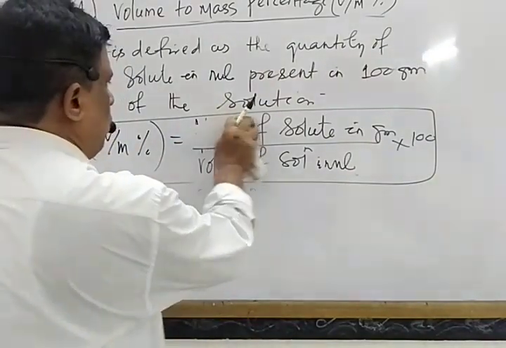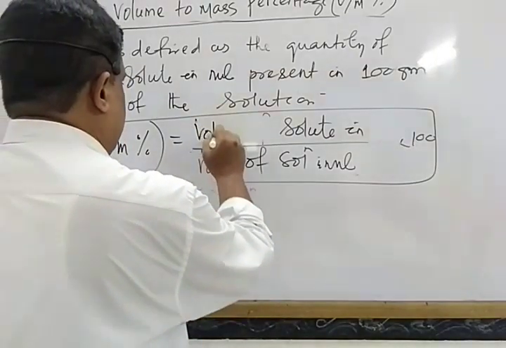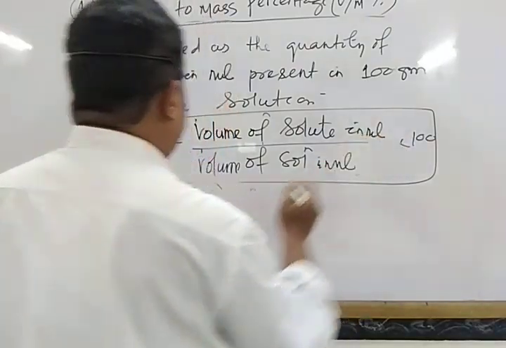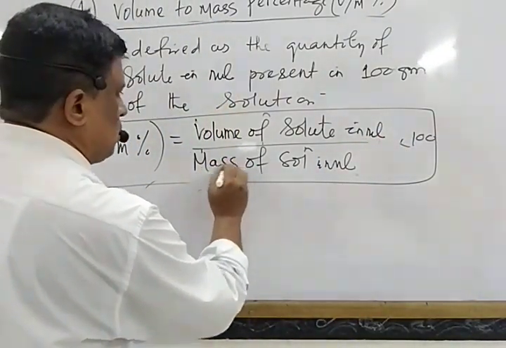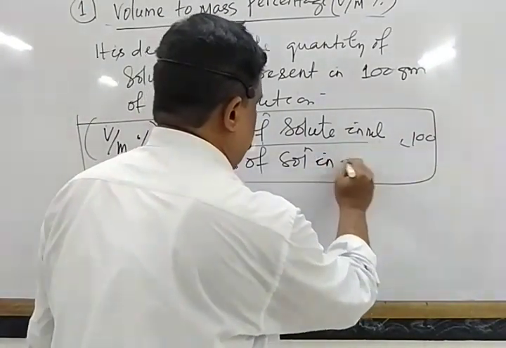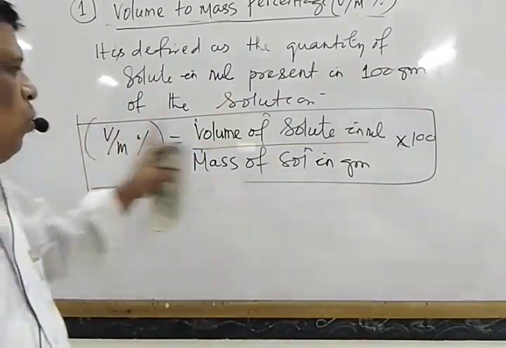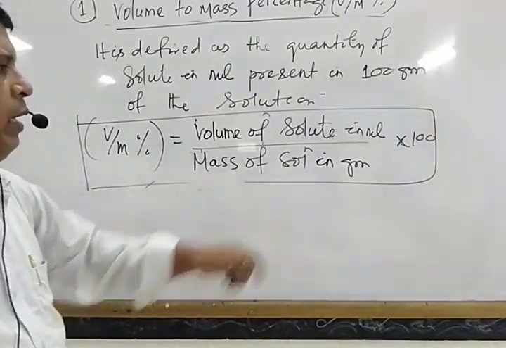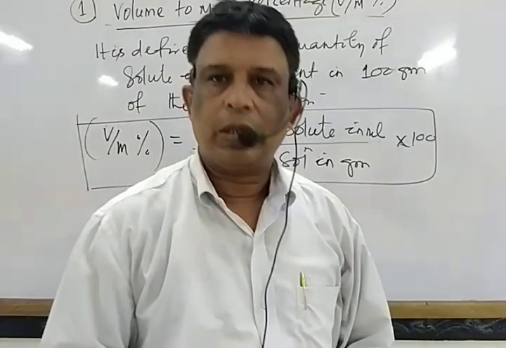That means volume of the solute in ml divided by mass of the solution in gram, into 100. As it is V, volume in ml, and as it is M, there is a mass in gram. So it is known as volume to mass percentage.